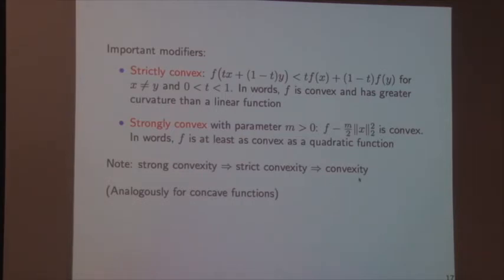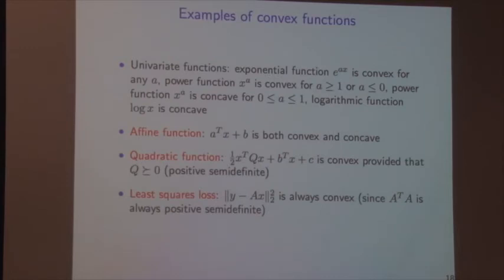Okay, so the analogous definitions hold for concave functions. Just plug in minus f, and we'll get a lot more feel for them as we go on. So if you prove strong convexity for any value of m, it's strong. So there's no parameter for this string.